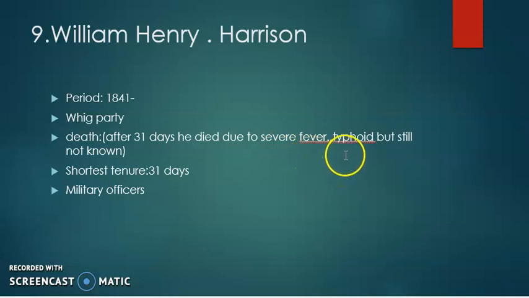Some people say he had typhoid or pneumonia at that time, but the exact disease due to which he died is still not known. His rule was the shortest ever, at 31 days, and he was a military officer as well.